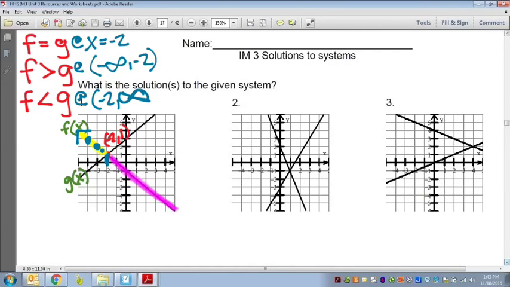Which a lot of you are like, wait, it's going down, so isn't that negative infinity? When we talk about intervals, we only care about the x value. Yes, the graph is going down, but as it's going down, it's also going to the right.